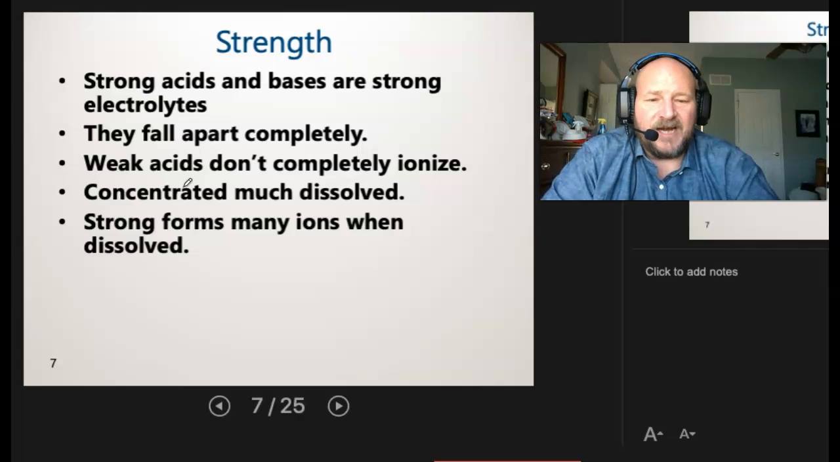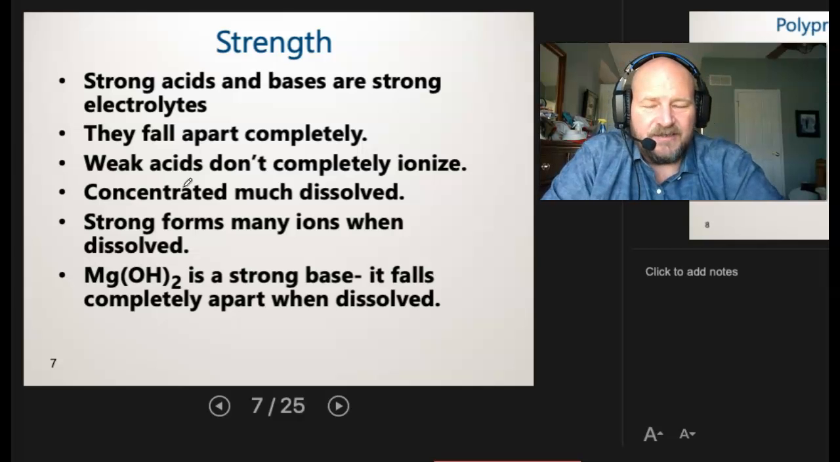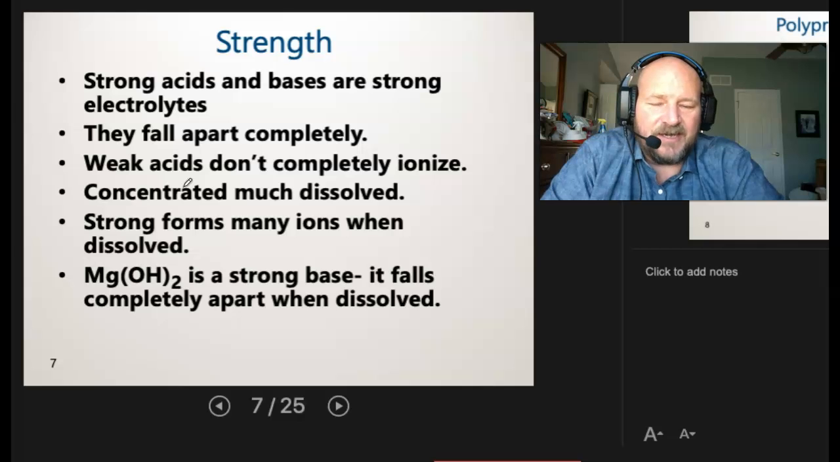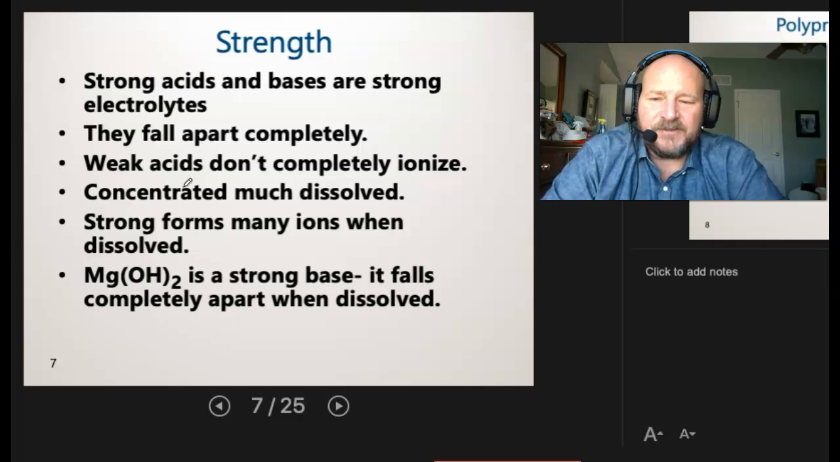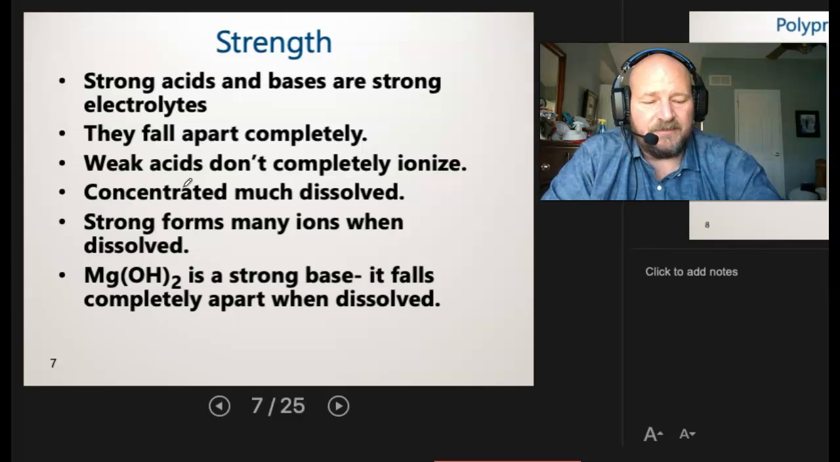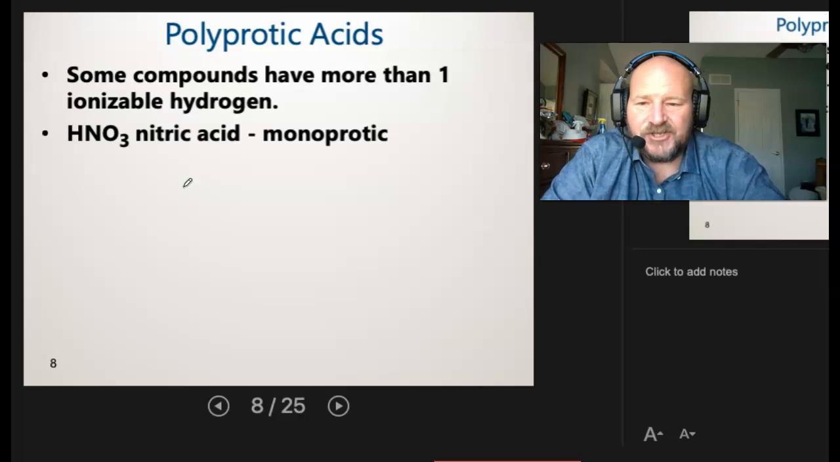We can also have diprotic, triprotic, dihydroxide, trihydroxide. And so if I have that happening, then I'm also going to see even more of it going into solution, right? So magnesium hydroxide, there's two OHs there. So when it dissolves, I get both of those OHs to come off. So I'm doubling up the hydroxides based on the concentration itself. Now, polyprotic acids, some compounds can give more than one ionizable hydrogen. So for instance, if we have HNO3, we would call that monoprotic.